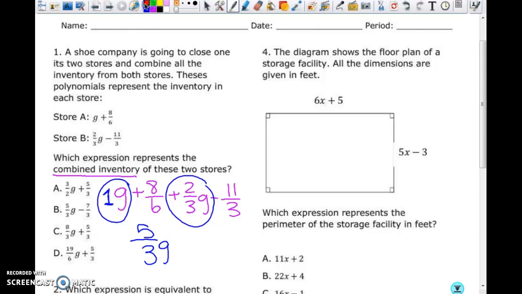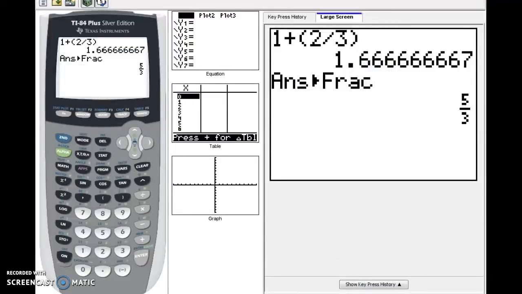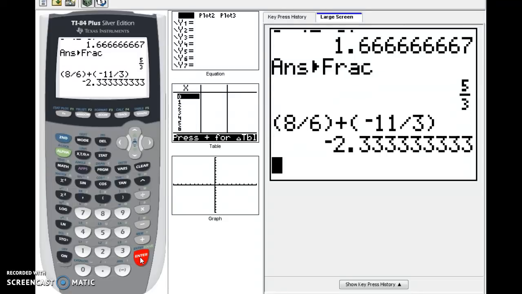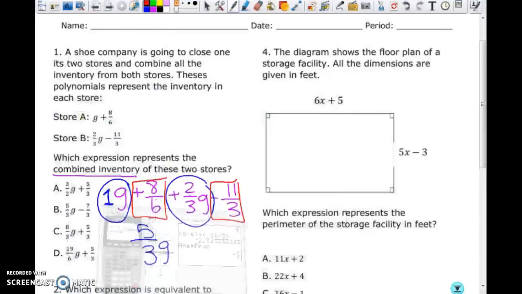Alright, and the last ones I can combine is I have 8/6 and negative 11 over 3. So again, I can do that on my calculator. 8 over 6, that fraction, and we're adding it to negative 11 over 3. And what does that give us? It gives us a negative decimal, so we're also going to turn that into a fraction. Math, enter, enter, and we're looking at negative 7/3, so minus 7/3. Alright, so our answer was B.